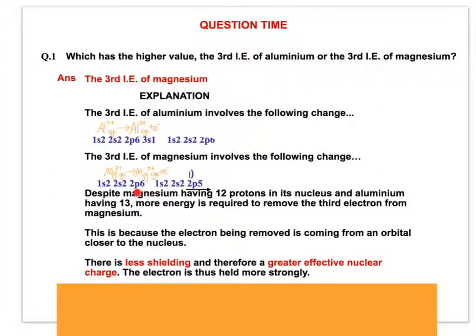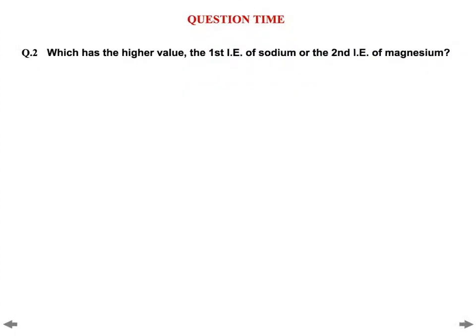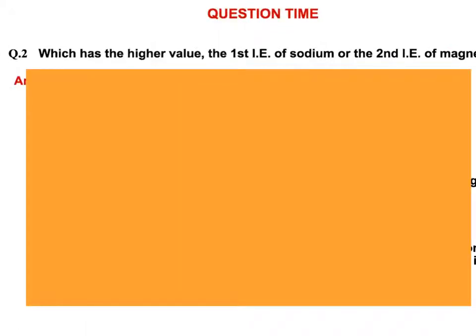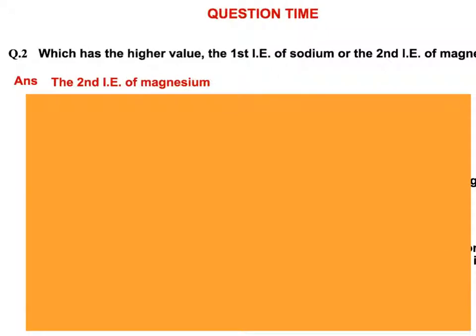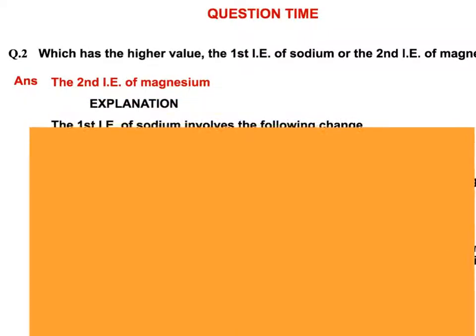You can have a read of this if you fancy. This is an exam style answer to what we just talked about. So pause the video. Okay, another difficult question. Which has the higher value, the first ionization of sodium or the second ionization of magnesium? So pause the video. The answer is it's the second ionization of magnesium. So let's have a look.